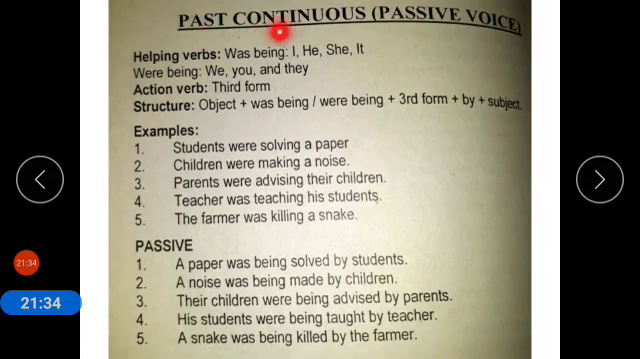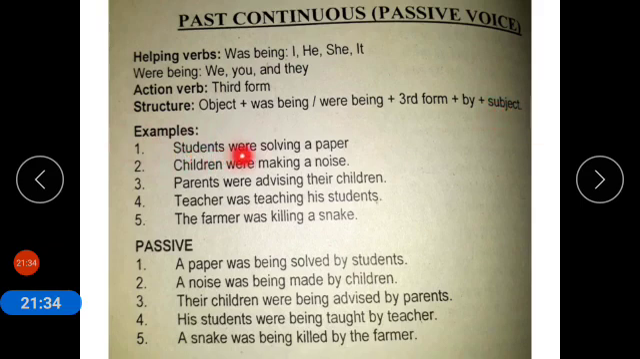Now coming to past continuous passive voice. The past continuous passive voice structure has the helping verb was being. Was being will be used with singular nouns or pronouns: I, he, she, it. And were being will be used with plural nouns or pronouns: we, you, and they. We will use the third form of verb. Structure is object, was being/were being, third form of verb, by, and subject.